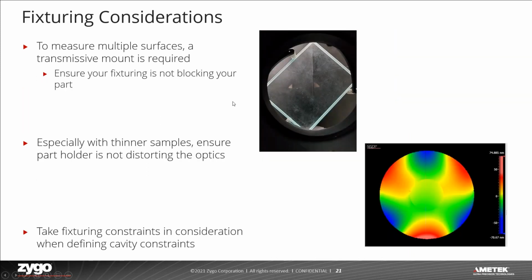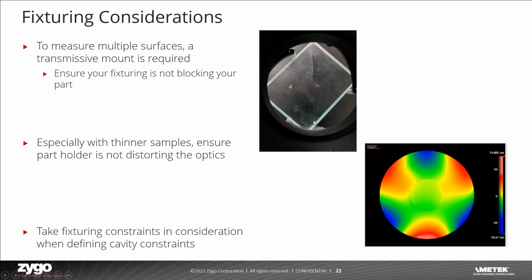Along that line, you certainly want to take some fixturing considerations into account when you're measuring multiple surfaces. In order to measure multiple surfaces, a transmissive mount is required. Even if you have a transmissive mount, you want to ensure that your fixturing is not blocking your part. In this sample here, my mount is transmissive, but the diameter of that transmissive part of the mount is still smaller than my optic, so I'm cutting off the corners here, and I'm not going to be able to measure the full aperture of my part.